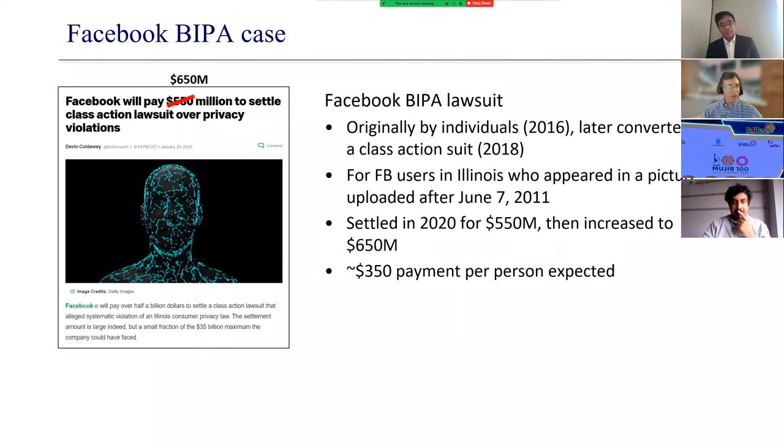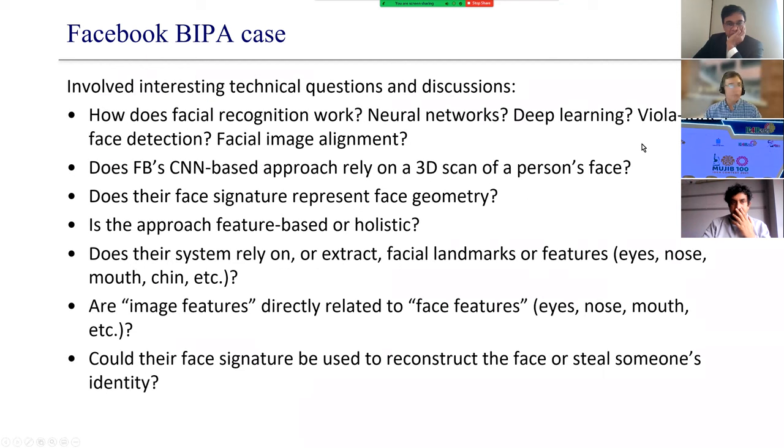This has turned into many different lawsuits, and by far the most well-known one is a lawsuit against Facebook that happened over several years and was finally settled over the past year. Facebook is in the process of paying $650 million to various people because of this. It turns out I was actually involved in this lawsuit, providing technical expertise and opinions. I got to talk to various lawyers and others about how face recognition works, what a neural network is, what deep learning is, and what image alignment is for faces.